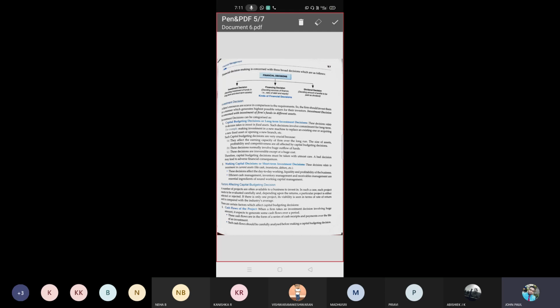If there is only one project, its viability is seen in terms of rate of return and compared with the industry average. Okay. So usually we will invest, and each project needs to be evaluated carefully depending upon the returns. A particular project is either selected or rejected.